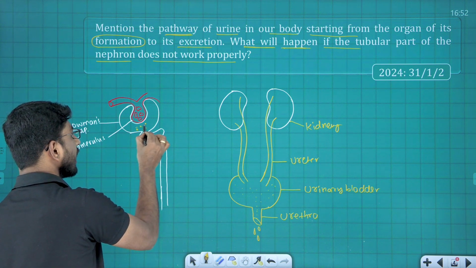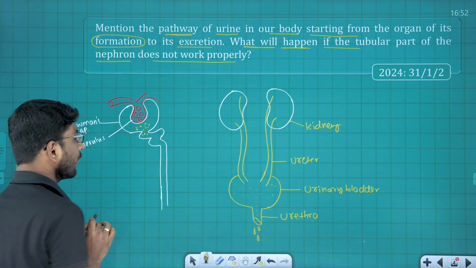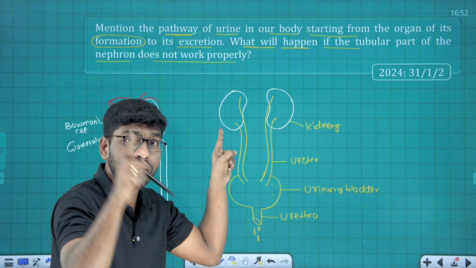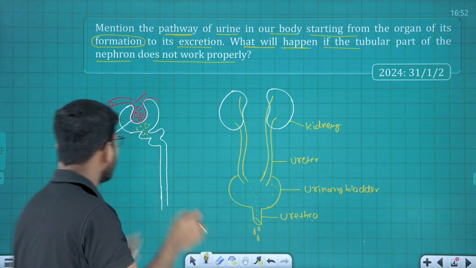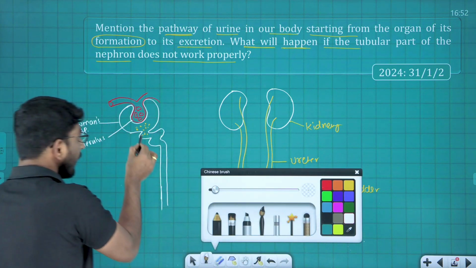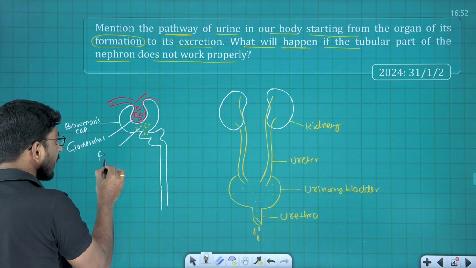This is filtrate. Look at it. Students, be careful here: whatever this is, it's not actually called urine, it's called filtrate. We should call this filtrate. Remember all of you, this is filtrate.